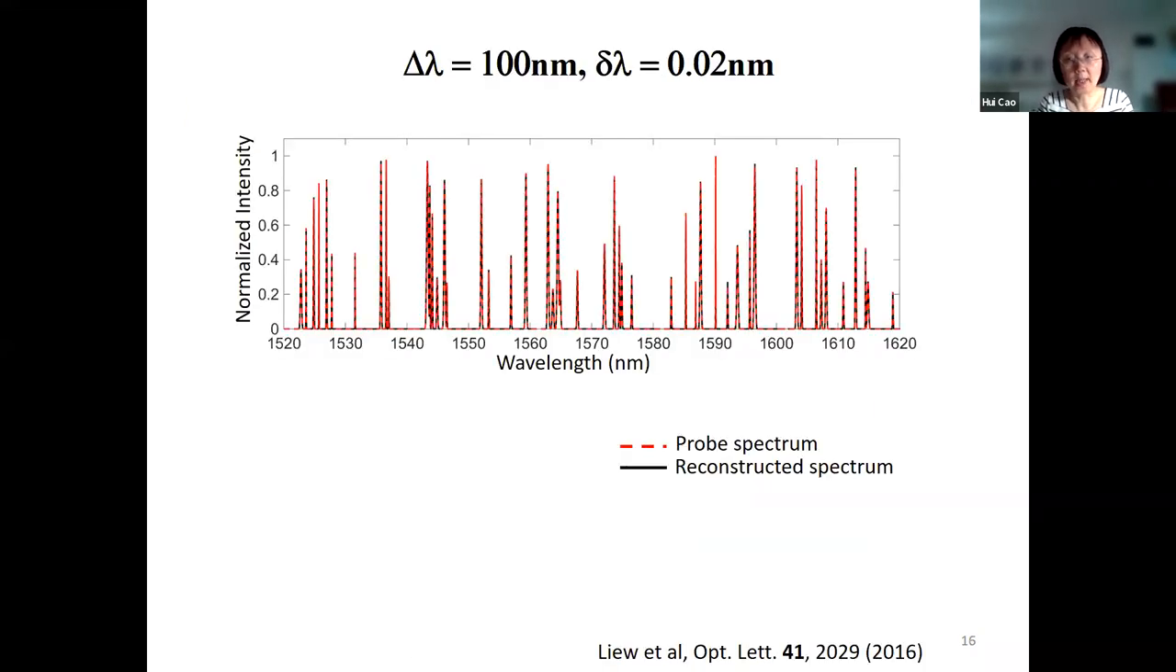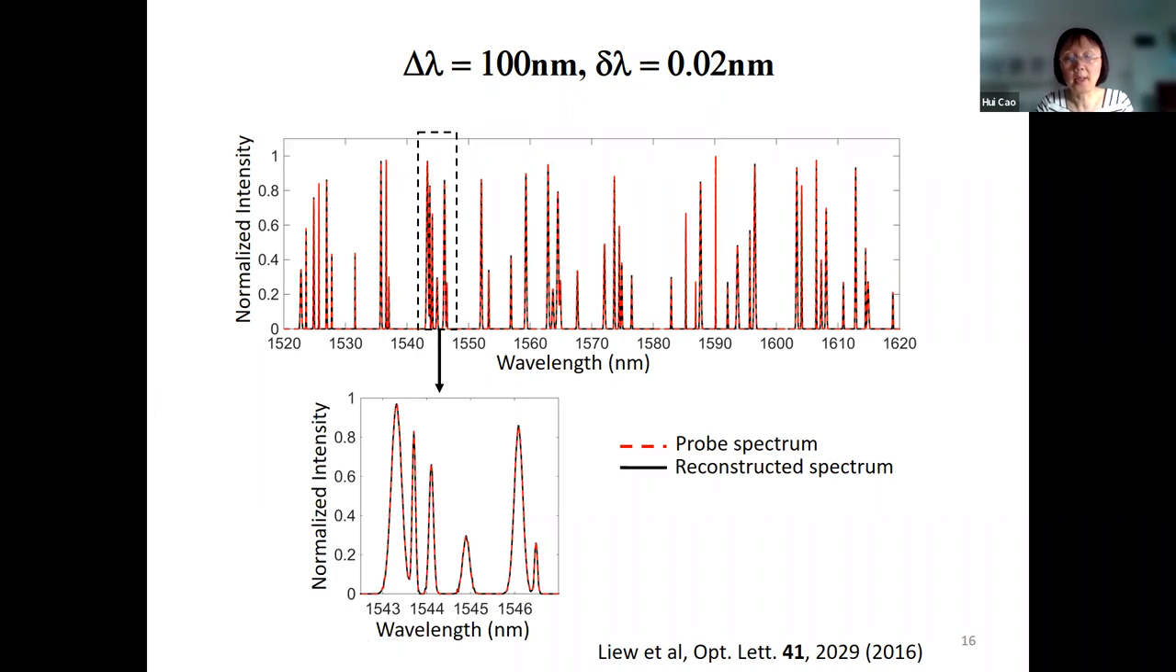Here is one example, where the recovered spectrum has many lines. We can cover over, say, a 100 nanometer spectral range with a resolution of about 0.02 nanometer. So this tells us that we can get both high resolution and a very broad frequency range. That is using a multimode fiber bundle for this spectral measurement.